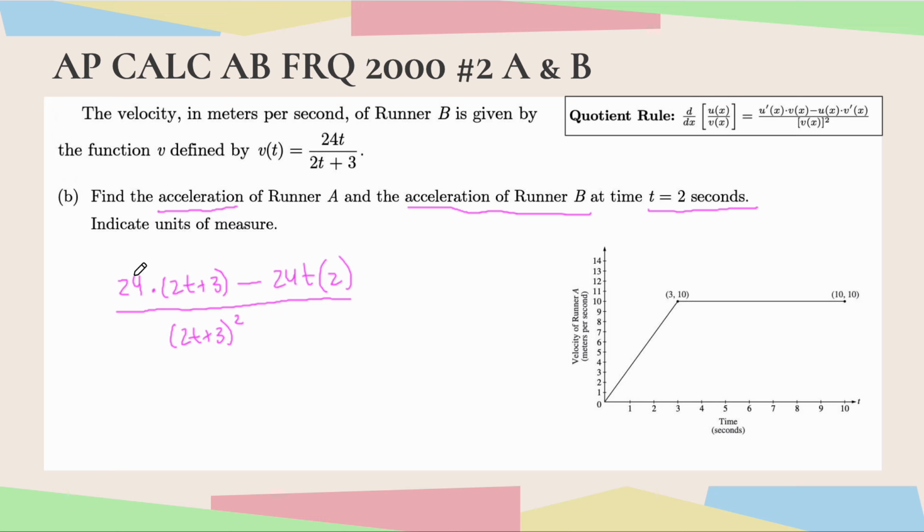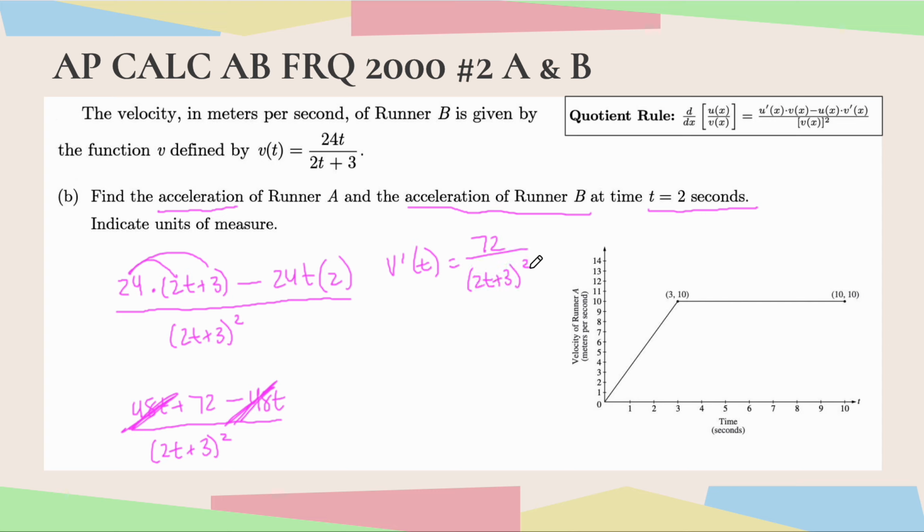So let's just clean this up a bit. I'm going to go ahead and distribute this in, and I'm going to get 48t plus 72 minus 24t times 2 is 48t over, again, my same denominator. Now I'm just going to cancel those out. They equal 0. And so then this is now my v prime of t function. So v prime of t for runner B is 72 over 2t plus 3 squared.